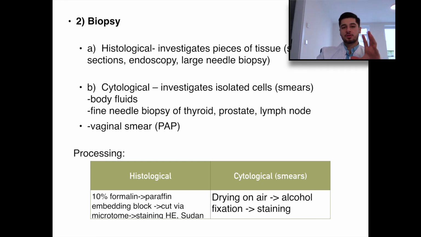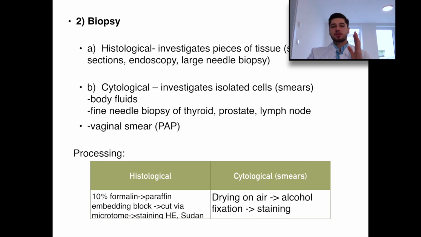So how does it work? For the histological investigation, take 10% formalin, then paraffin embedding block, cut via microtome, and in the end staining by HE and Sudan 3. For the cytological smear, it is basically drying in air, then you make an alcohol fixation and the staining in the end.